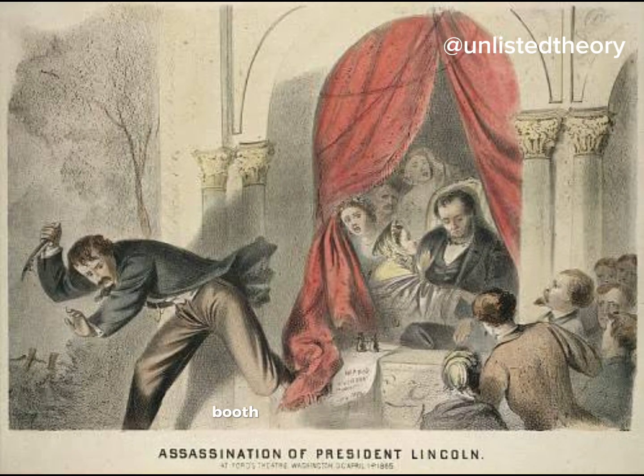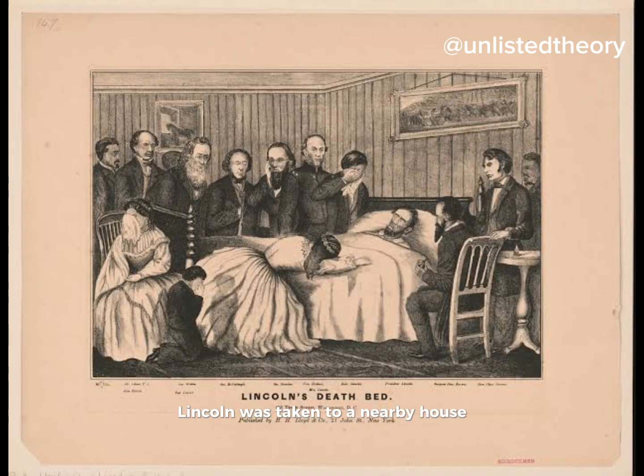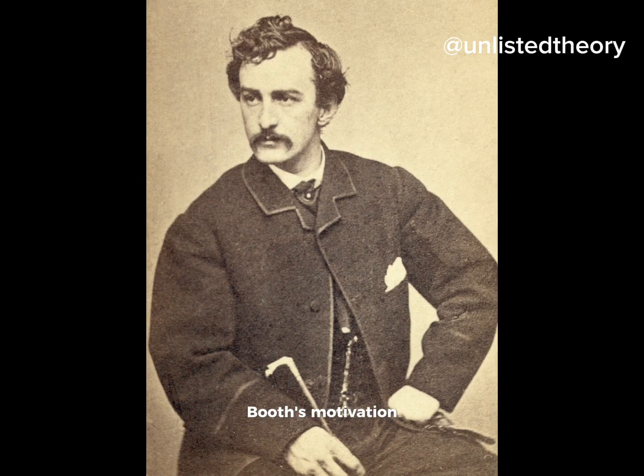Following the shooting, Booth jumped from the box to the stage, breaking his leg in the process, and managed to escape from the theater. Lincoln was taken to a nearby house where he died the next day, on April 15, making him the first U.S. president to be assassinated. Booth's motivation was rooted in his support for the Confederacy and his desire to revive the Southern cause even after the Civil War's end.